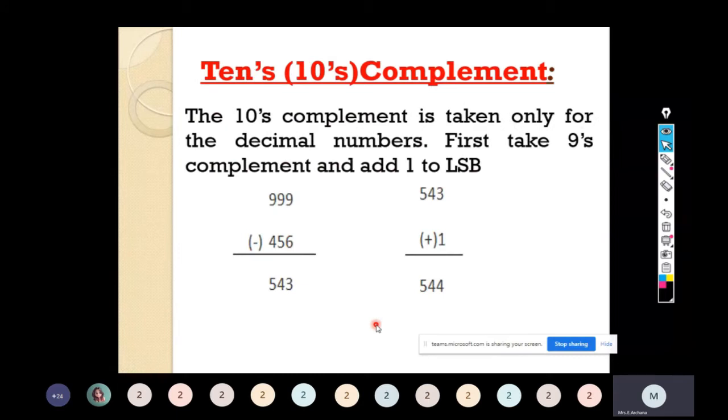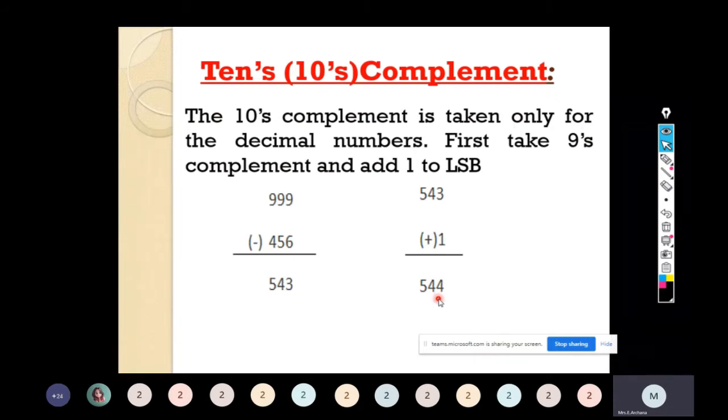Tens complement is taken for decimal numbers. First, we have to take the nines complement, and the result is added with 1 to get the tens complement. So 999 minus 456, we will get 543. For the obtained result, we have to add 1. So the answer is 544.